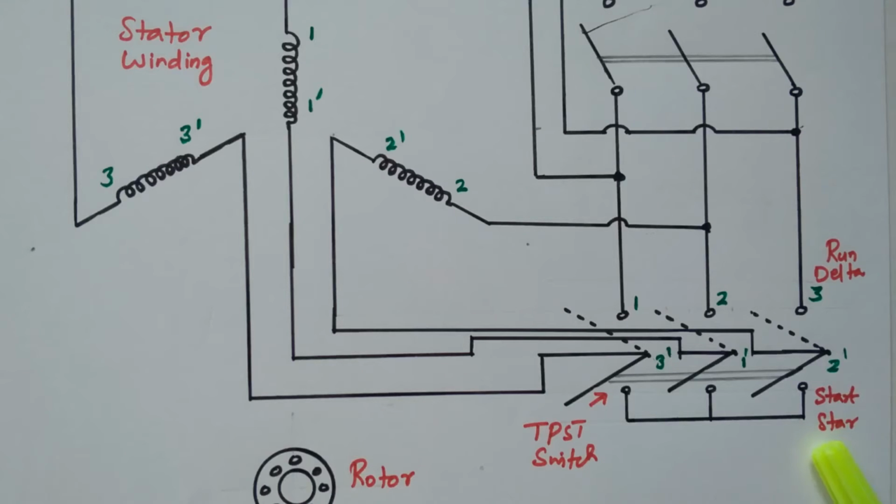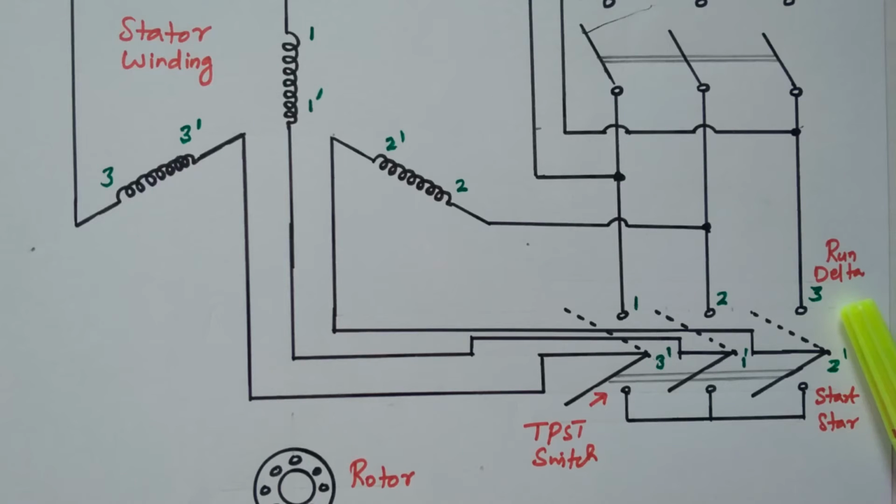Once the induction motor gains the normal speed, the switch is changed over to the running condition, that is the delta connection. The TPST switch is changed from bottom to top, so that the induction motor stator winding is connected in delta connection. So during delta connection, it will draw the full voltage, root 3 times the voltage, so that the rated voltage will be applied to the stator winding, the current drawn also gradually increases and the motor will run at the normal speed.